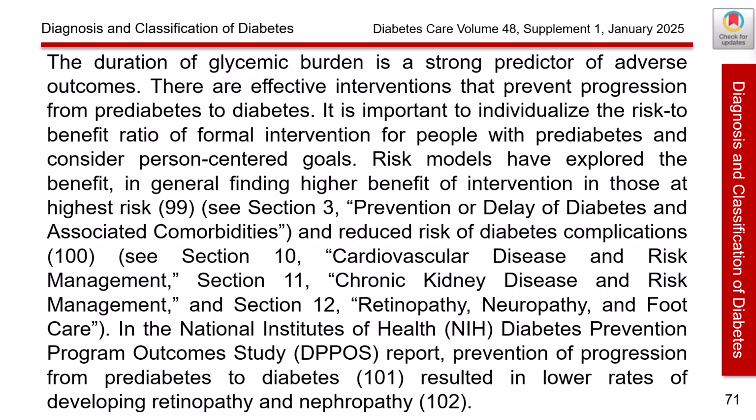In the National Institutes of Health Diabetes Prevention Program Outcomes Study Report, prevention of progression from prediabetes to diabetes resulted in lower rates of developing retinopathy and nephropathy.